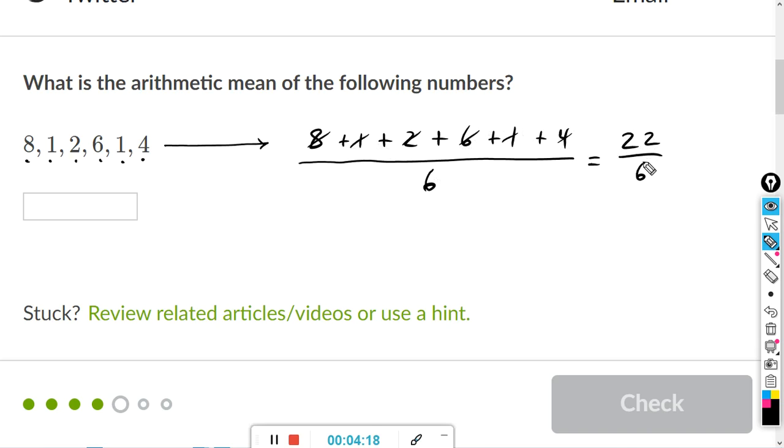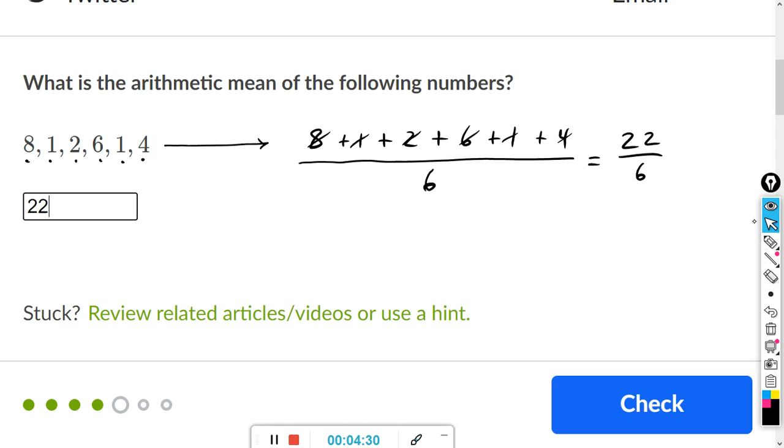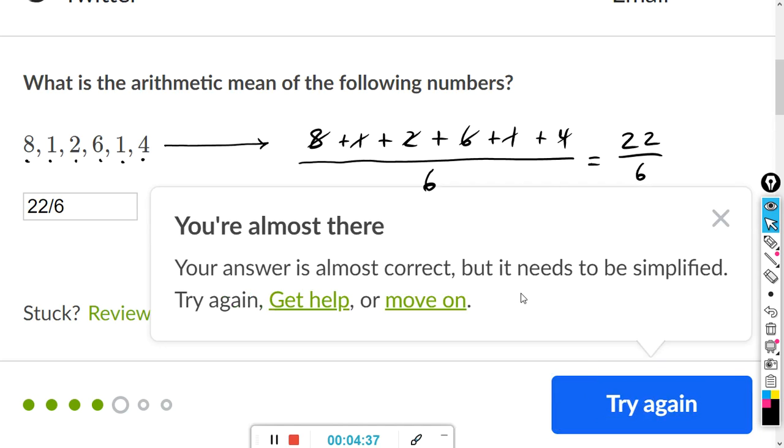Now you see this fraction is not reduced. So if you have the correct answer and you don't reduce the fraction, I believe Khan will give you a second chance before they mark it wrong. So I'm going to type 22/6, that's 22 over 6. And when I check it, it says it needs to be simplified.